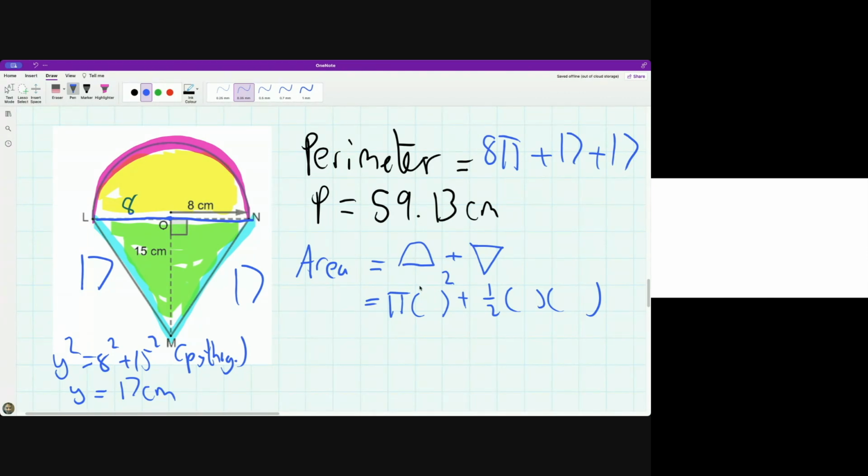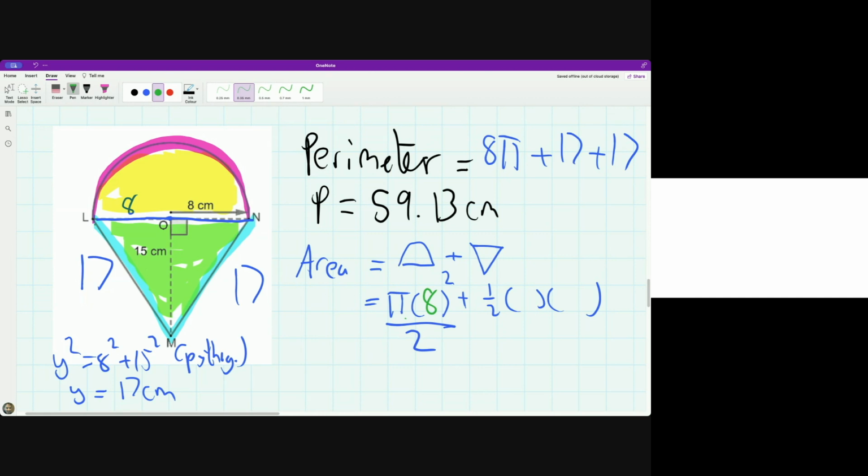I like writing in my formulas with space for the stuff that I'm going to fill in. I find it very helpful. So what needs to go here? It's pi r squared, but it's actually going to be pi r squared divided by 2. So watch out for that. And the r is 8. So the r is 8, but I need to have the divided by 2.